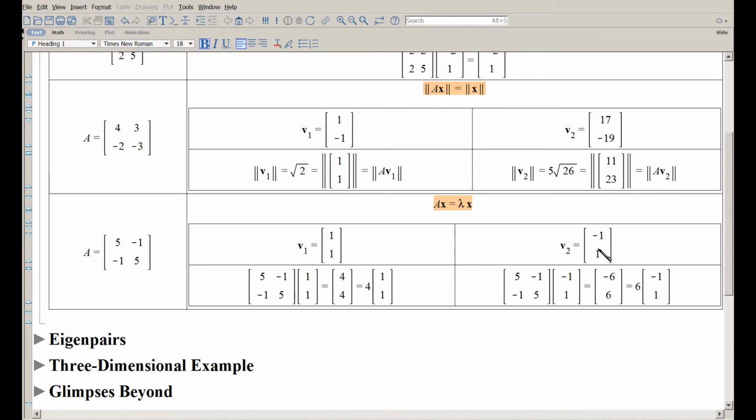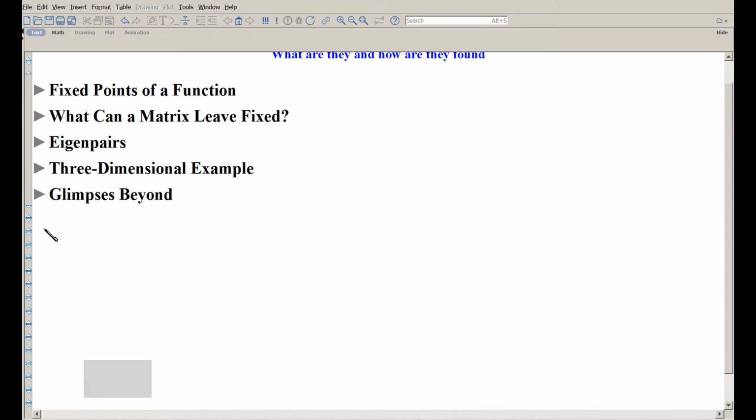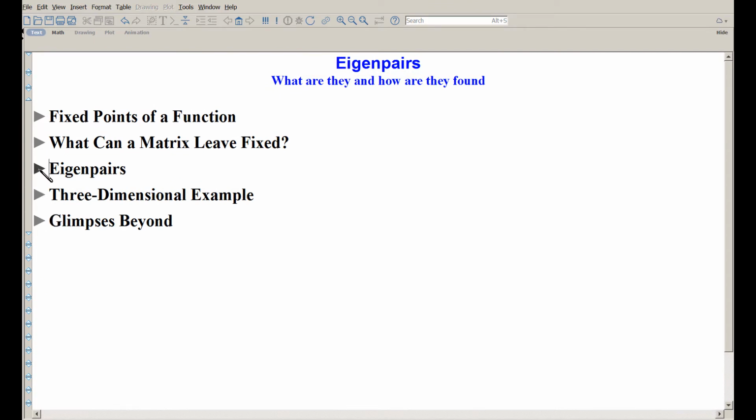Here's another vector, minus 1, 1. The product of A times that vector is -6, 6. If I factor out the 6, it's -1, 1. So it's a multiplication, a stretch of this vector x by the factor 6. So this turns out to be the most useful extension of the question of fixed points. It is a search for invariant subspaces. And that's the notion of the eigenvalue eigenvector pairing that we want to explore.